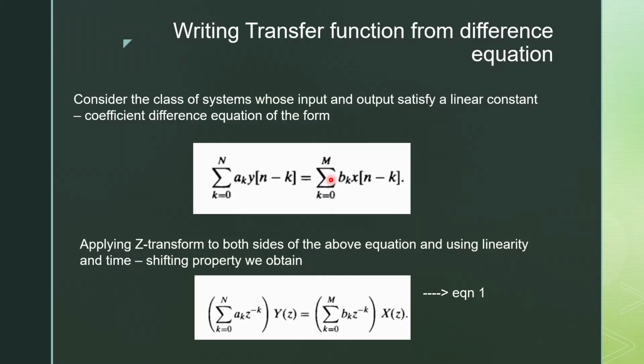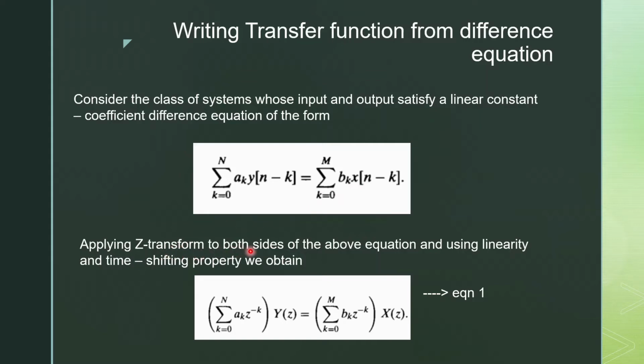Now we will see how to write the transfer function from a difference equation. Consider the class of systems whose input and output satisfy a linear constant coefficient difference equation of the form summation k runs from 0 to n ak y of n minus k equal to summation k runs from 0 to m bk x of n minus k.